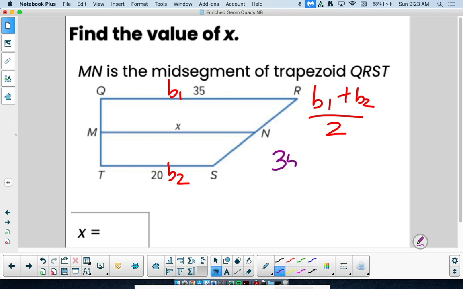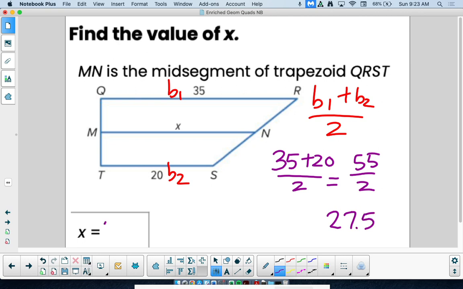So 35 plus 20 all over 2. 35 plus 20 is 55. Over 2 is 27.5. And you can always double check, right? Is 27.5 between these two numbers, 20 and 35? I'm hoping you're thinking yes.